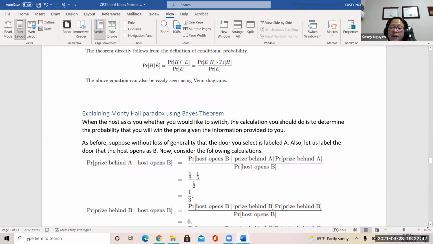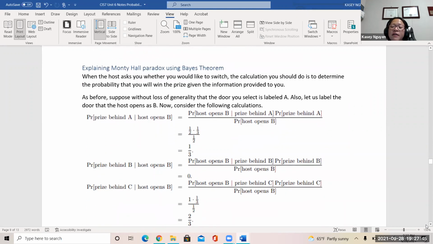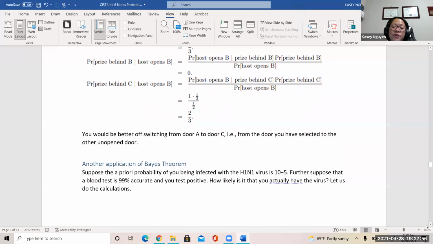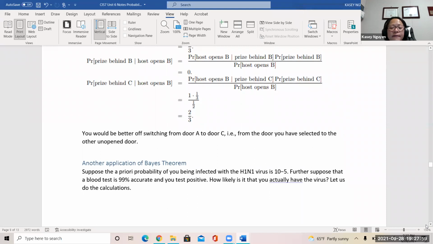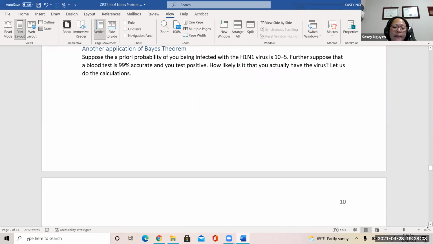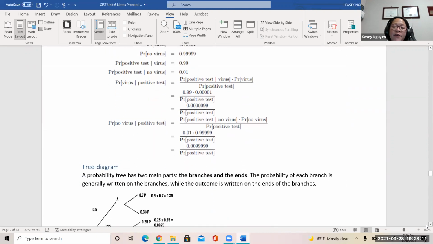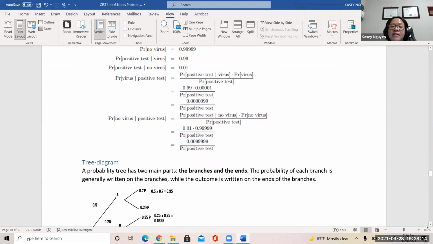And then for the Monty Hall paradox, if you're looking at Bayes' theorem, right? When you read the article, it also explains it, but also your text also explains it. The prize is behind which door? Should you switch or should you not switch? That also depends on what's behind the open door by the host. Okay. And then another example for virus, right? Testing positive or there's no virus. So the next part we're going to talk about is doing a tree diagram.